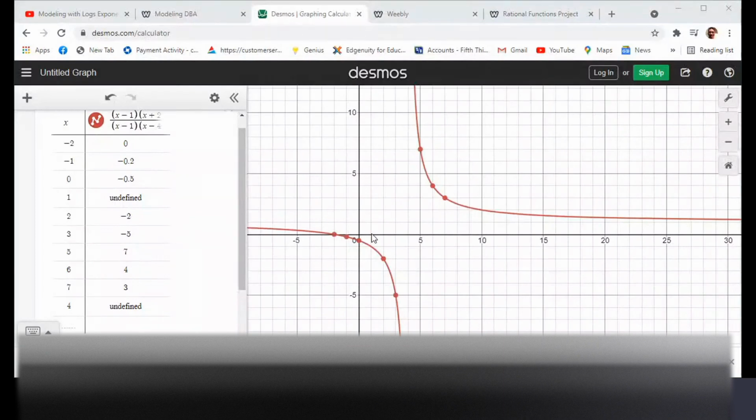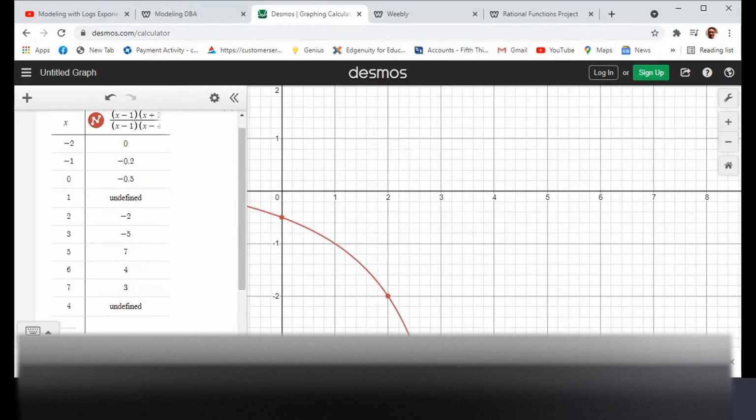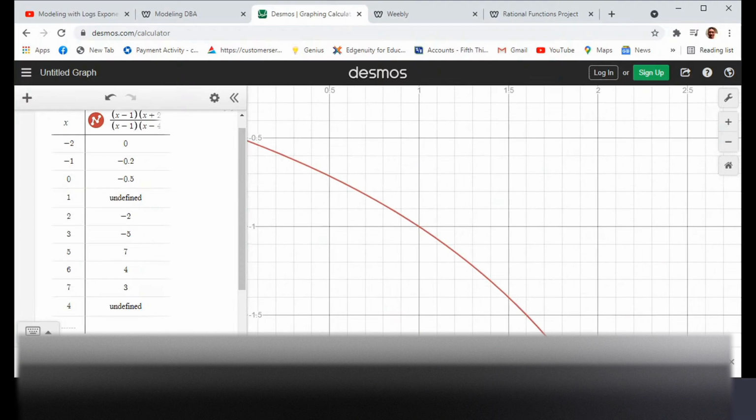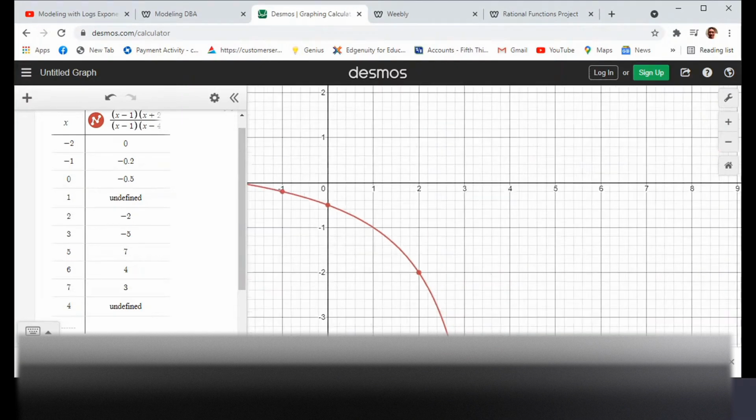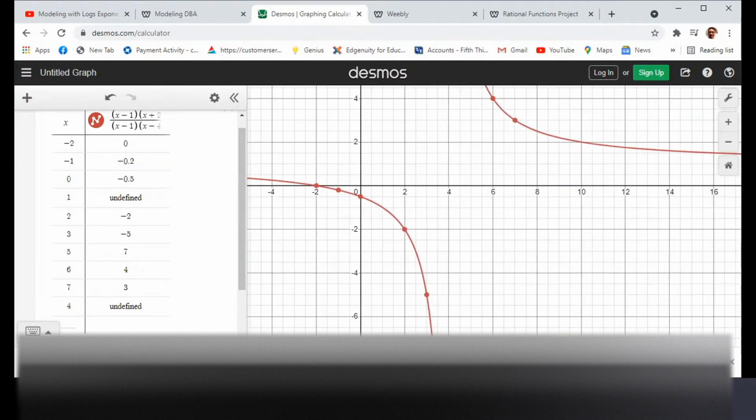Okay, so if I hover right around 1, it looks like the graph is at 1, -1, right? There's a hole there because you see how it's undefined. But I know it looks like it's going right through that point, but it's a hole. So when we go back to our graph at 1, -1, we're just going to put a big hole there.